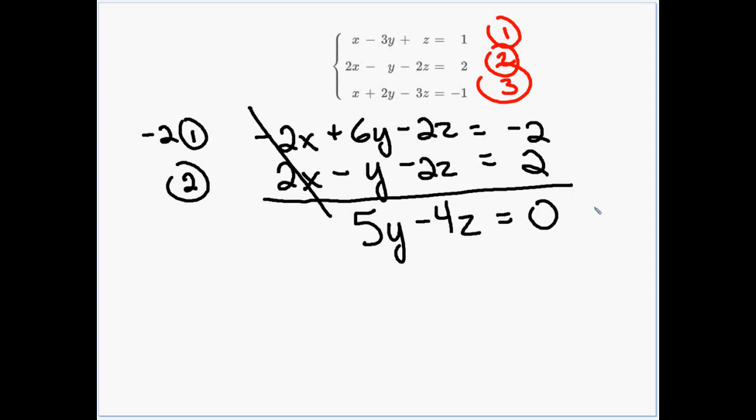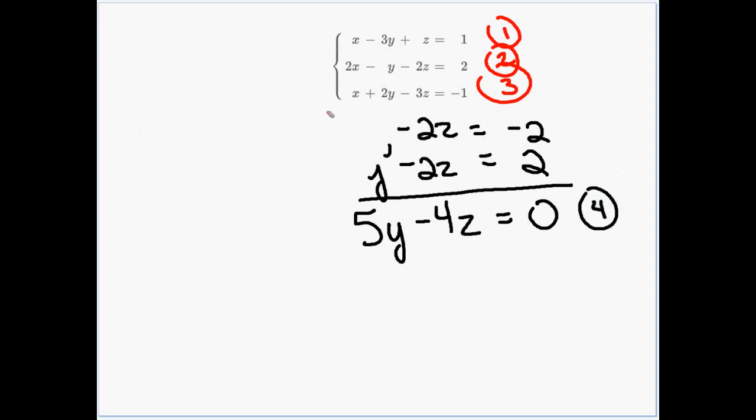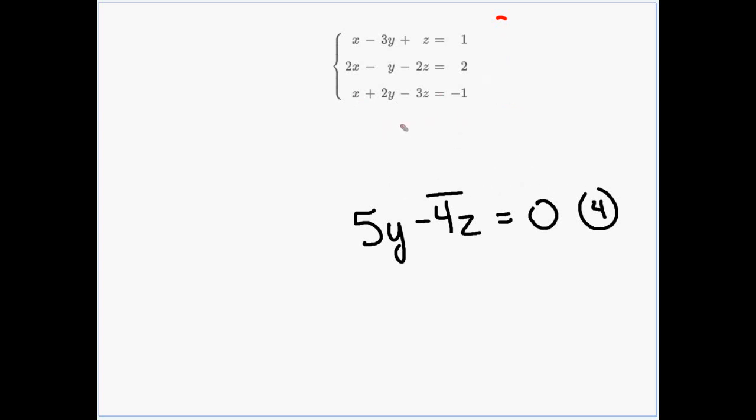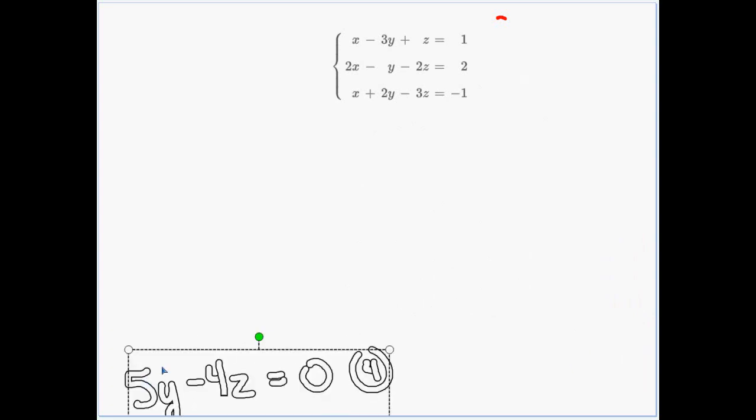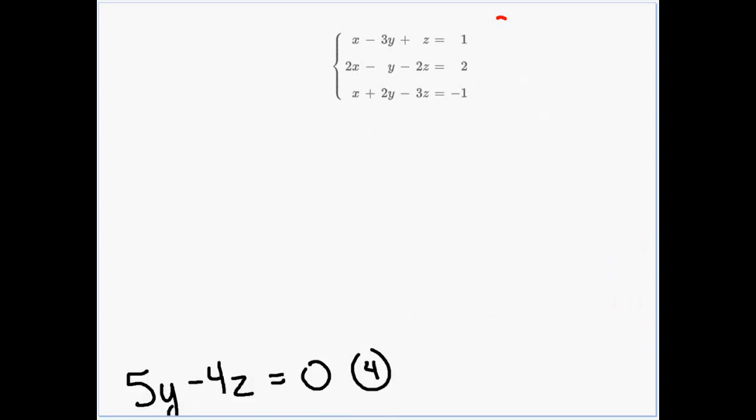I'm going to call this equation 4, and I'm going to put 4 down here for safekeeping. Now I'm going to use equations 2 and 3. Or no, I'm going to use 1 and 3. Excuse me, 1 and 3. Equation 1 has a positive x. Equation 3 has a positive x.